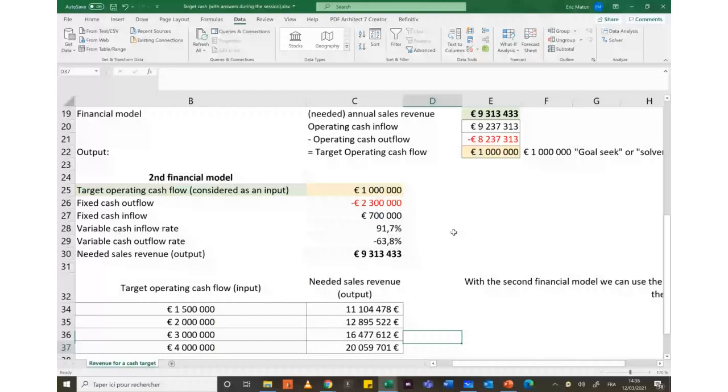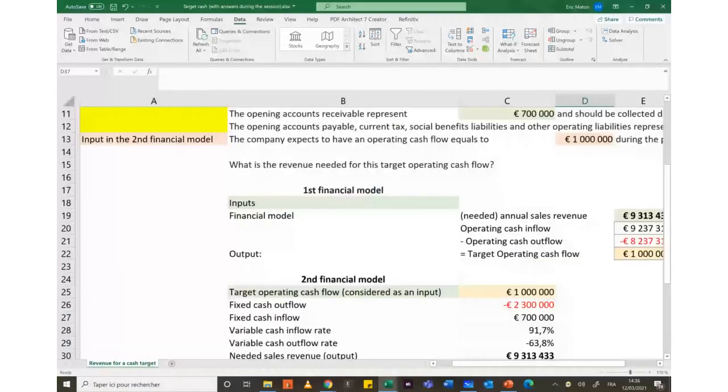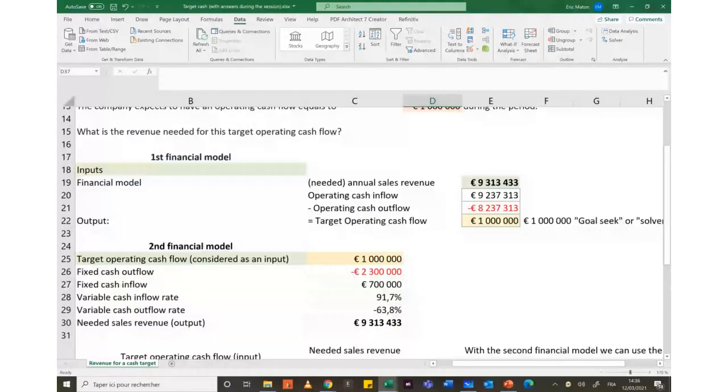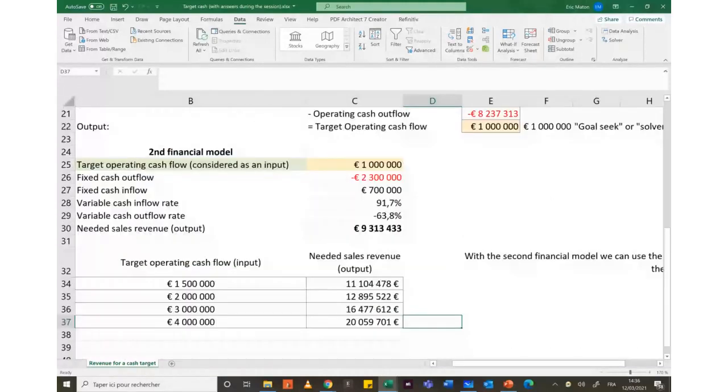Do you have questions about the two financial models we used here? Or it's okay for everybody, the calculation, and I give you the answers after on Canvas.